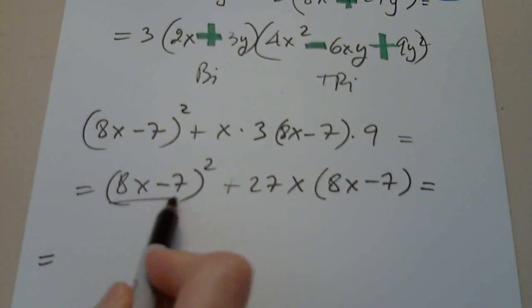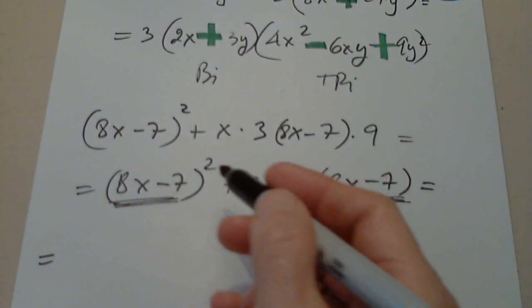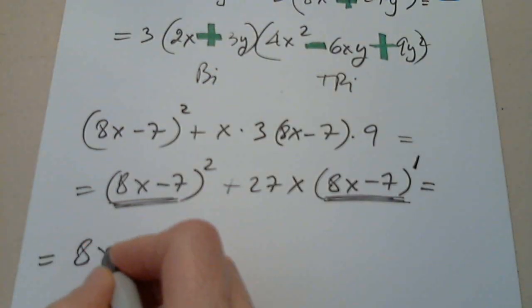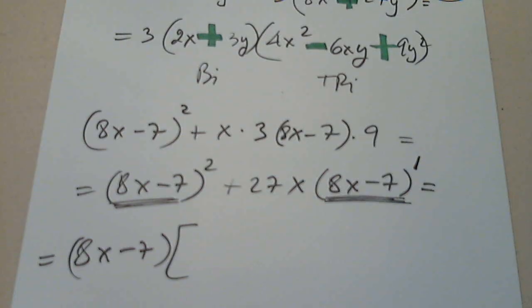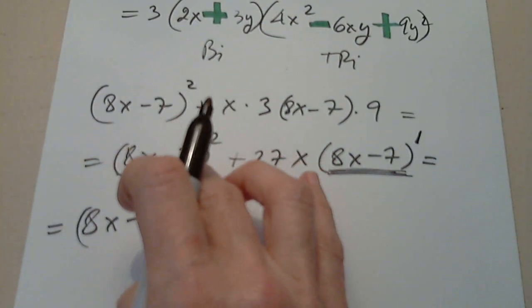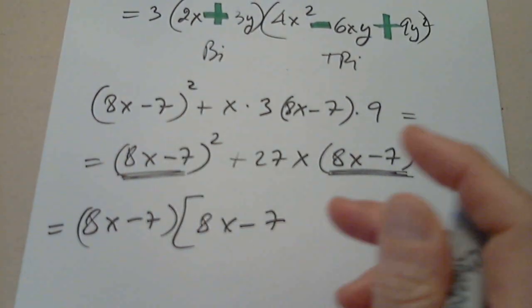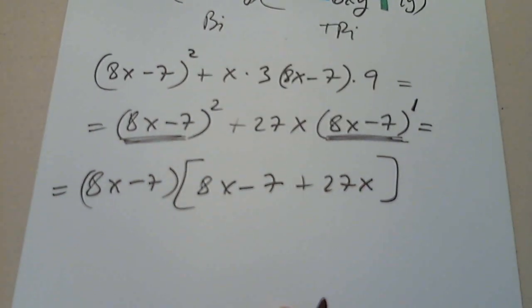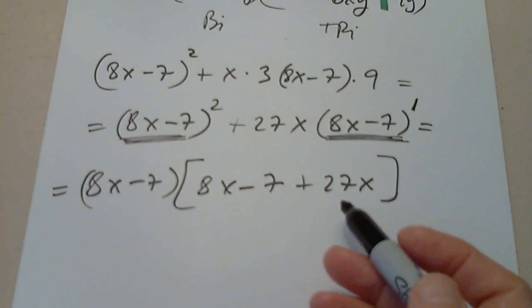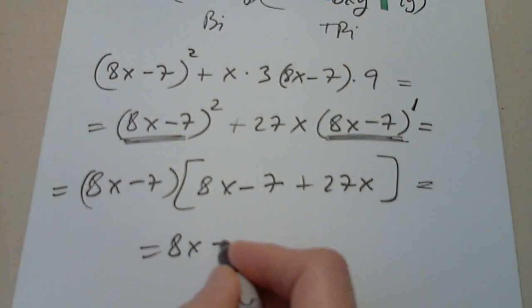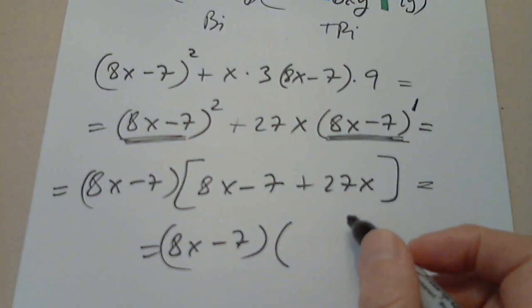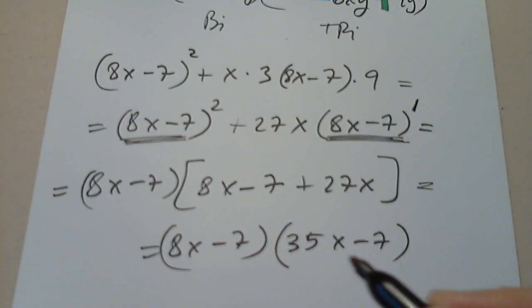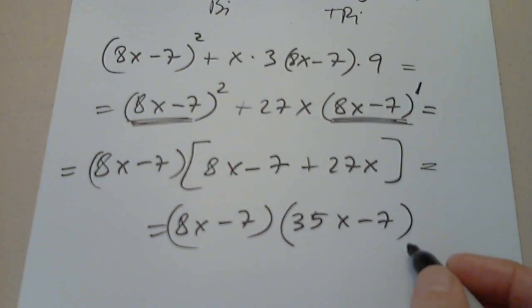I realize that there is a common factor here, but the power has to be the smallest, because this is power 1 and this is power 2. So I will factor out 8x − 7. There is one 8x − 7 left over, and this is gone. So this is plus 27x. And this is it. I just have to combine my terms: 8x − 7 times 35x − 7. And yes, I could factor out a 7 here.